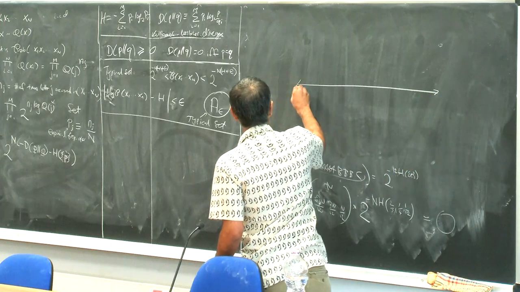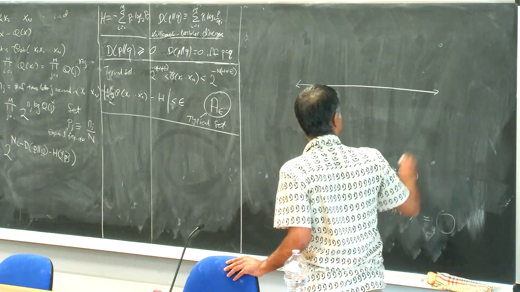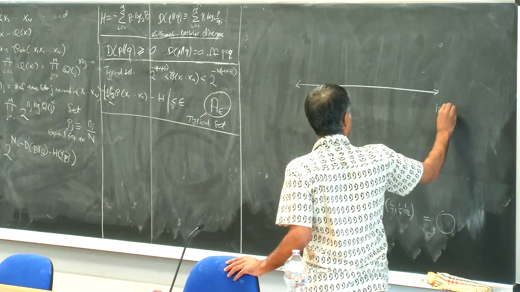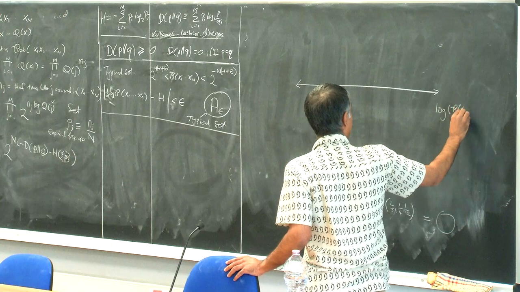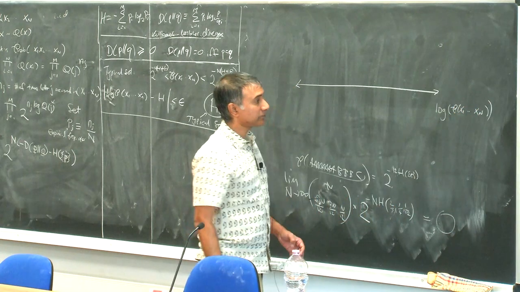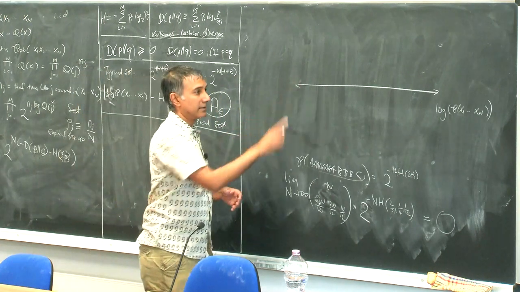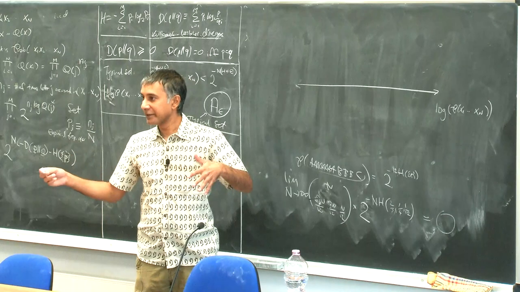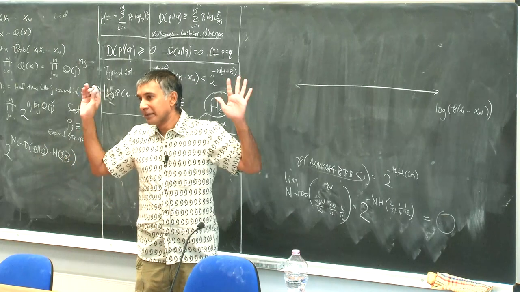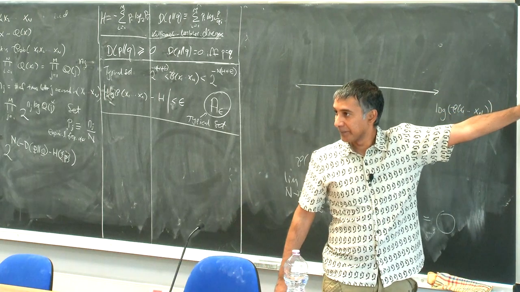On the x-axis, I'm going to plot log of the probability of the sequence. The logs of the probabilities are always negative because the probabilities are always less than one. That shouldn't bother you. That just means that the zero point is somewhere further to the right.